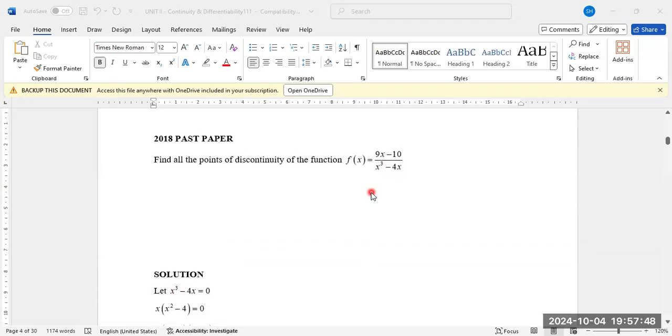And then after that, you can factorize it out again. Yeah, you factorize it out and get what? x(x plus 2)(x minus 2) equals 0.